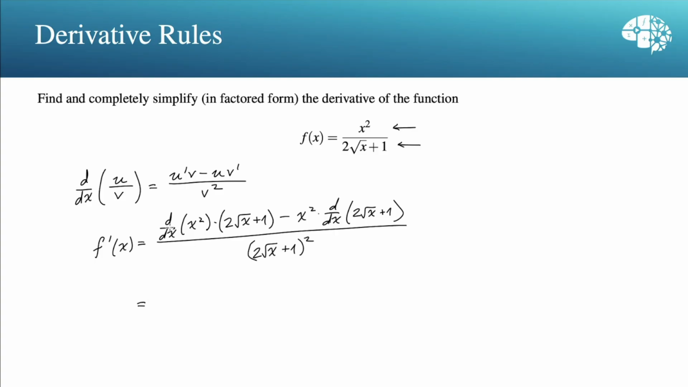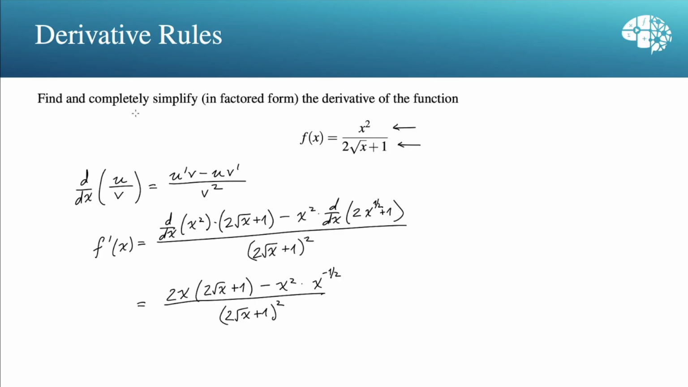So here, the derivative of x squared is 2x, and then times 2 root x plus 1. And then minus x squared times, and now to do the derivative of this function here, the square root of x, we're going to rewrite that as x to the 1/2. Now we can do the power rule. So we bring the 1/2 down. 2 times 1/2 is 1, and then you just get x to the negative 1/2. And the derivative of 1 is 0. And then over 2 root x plus 1 squared.